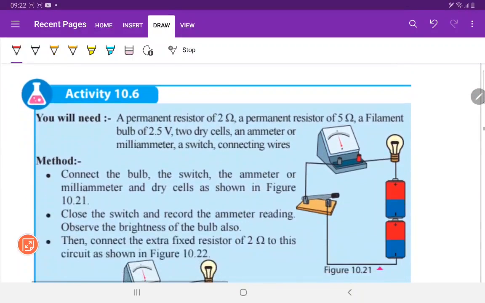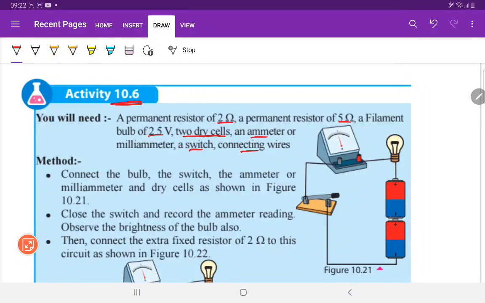Now come to Activity 10.6. For this activity, what are the things that will be needed? A permanent resistor of 2 ohm, a permanent resistor of 5 ohm, a filament bulb of 2.5 volt, 2 dry cells, an ammeter or milliammeter, a switch, and connecting wires will be needed.